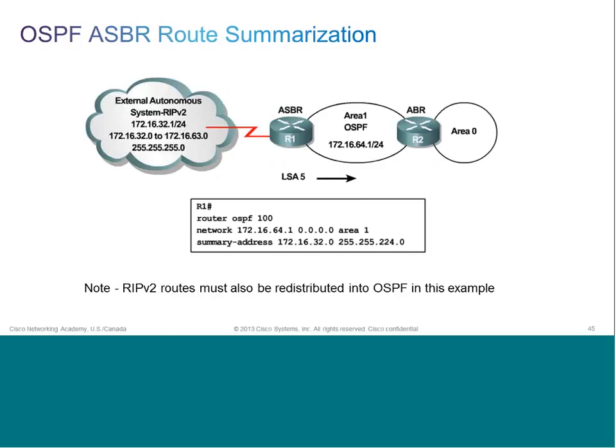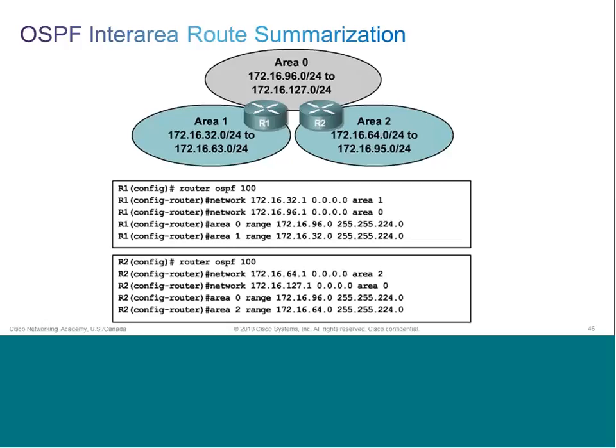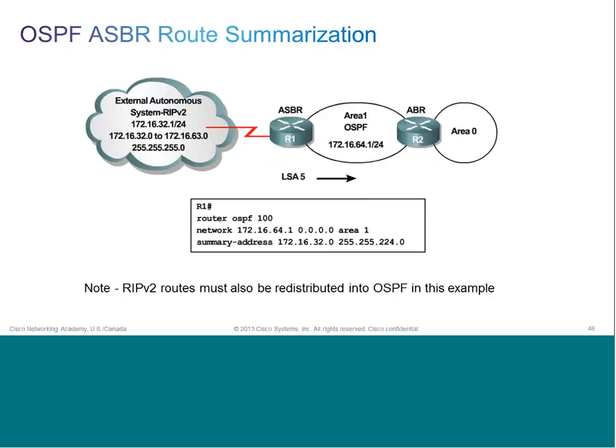So if we compare, just make a backup for just a second, area 0 range, area 1 range, here it's summary-address. In this example, the external RIP version 2, 172.16.32.0/24 to 172.16.63.0/24 is summarized as 172.16.32.0, and this is a /27. And again, notice that syntax is a little different.